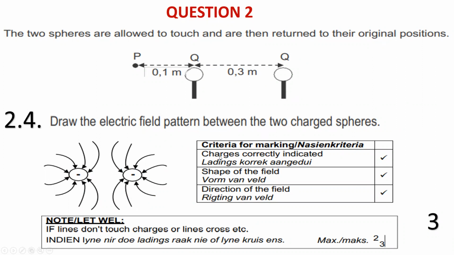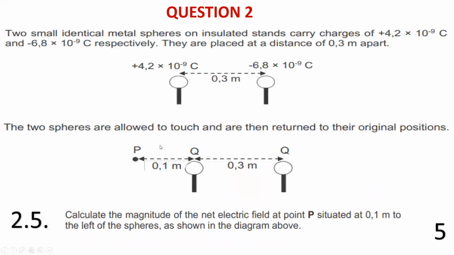But please remember, the direction of the field is important and the shape is important. If the lines cross each other, you are losing your 1 mark out of 3 for this question. Please keep that in your mind. All right, let's continue with the next question.